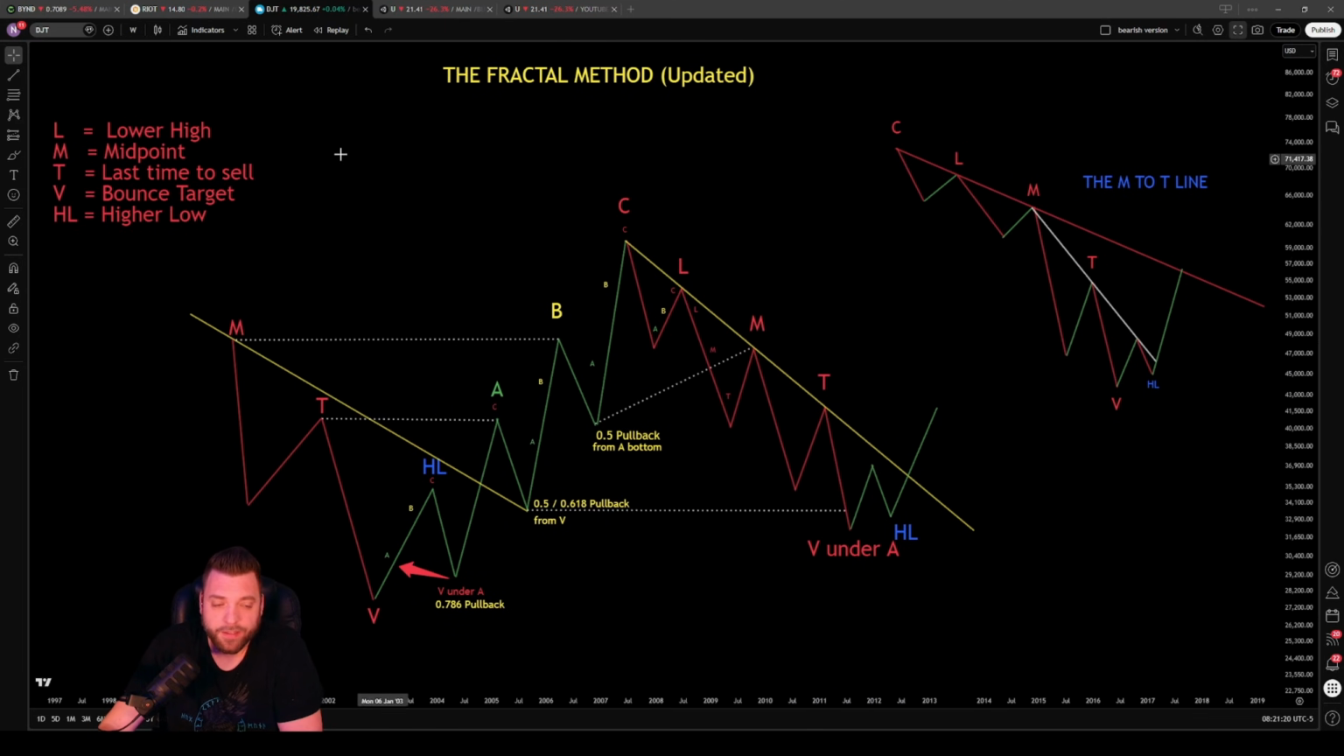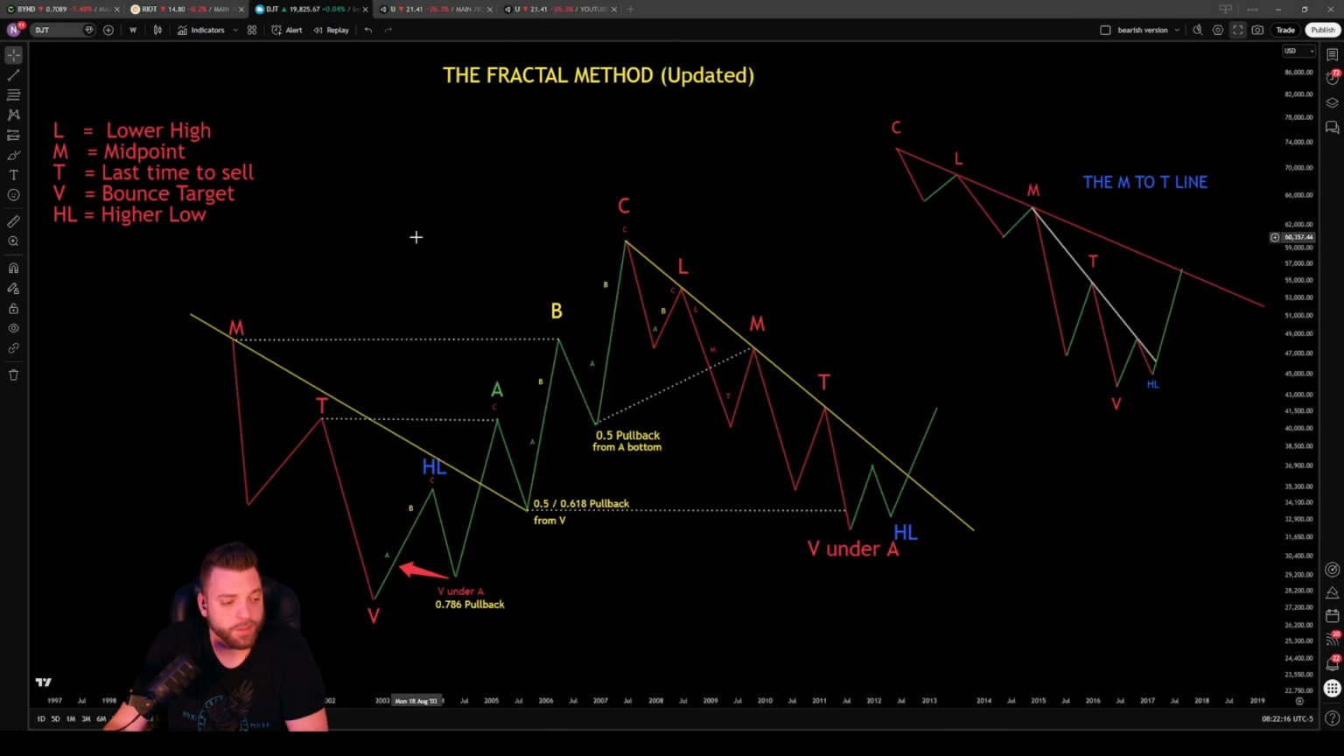But there are also cases where you have your C, your lower high, your midpoint, but your T is too short. Your T isn't reaching this trend line. In that case, you can use an additional trend line from your M to your T. And in that case, after you find your bottom, your next higher low is most of the time not allowed to break this trend line. So it would be a smaller higher low. I think that's the whole fractal method.